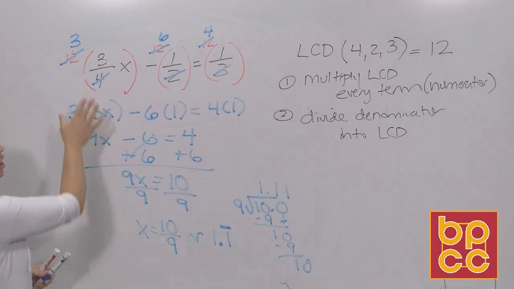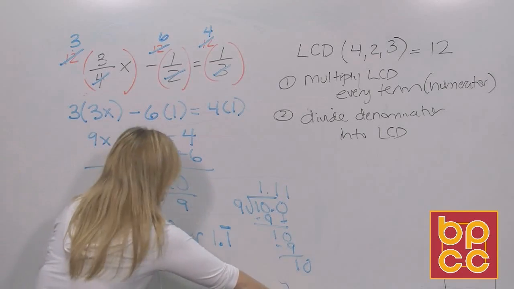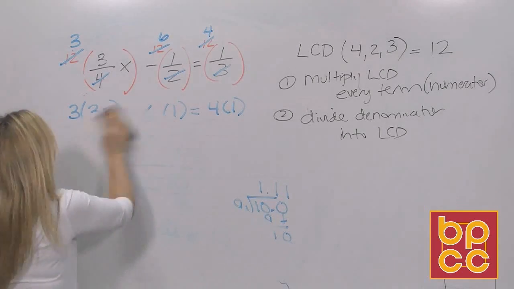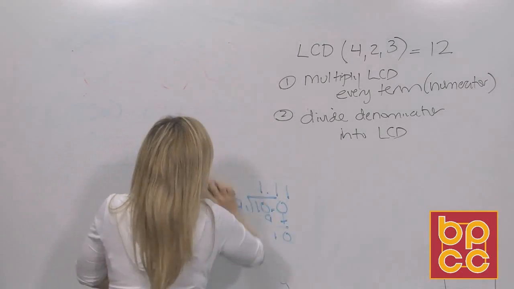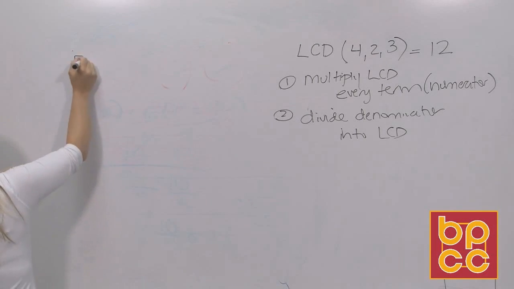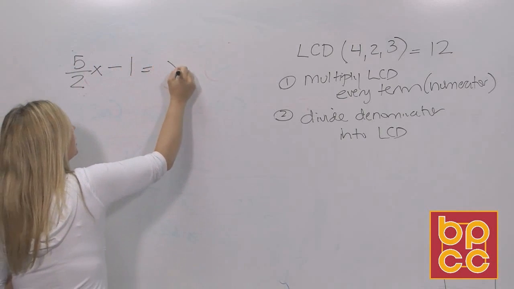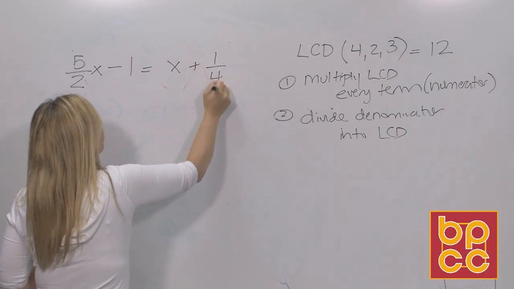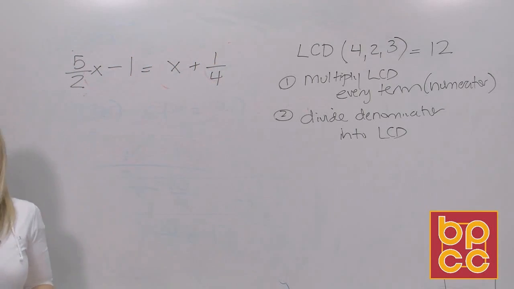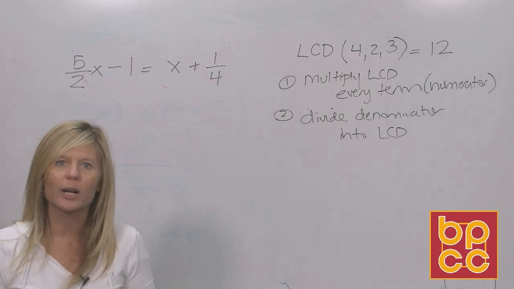But the most important thing was to understand there's a trick to get rid of fractions. It works with equations. Okay, let's try another one. So on our notes, let's go to the next one. Okay, our next equation says 5/2 x minus 1 equals x plus 1/4. So I'm looking at this linear equation. I'm saying, oh no, there's fractions. That's okay, we're going to get rid of them.